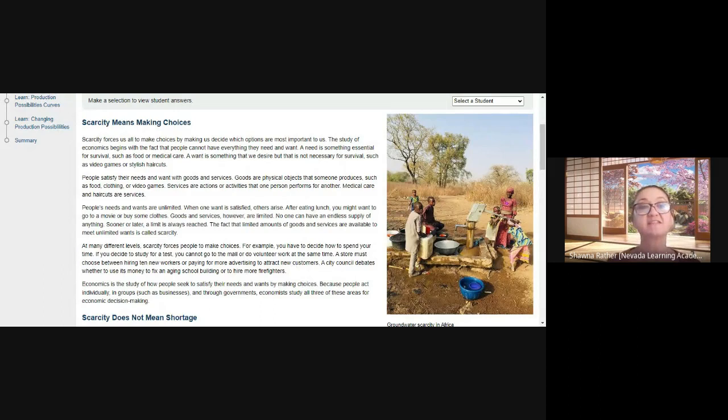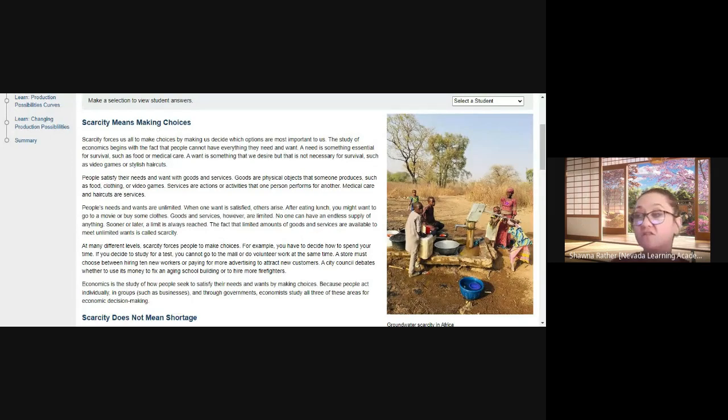A need is something essential for survival, like food, water, housing, health, medical care, healthcare, whatever you want to call it, right? A want is something that we desire, but it's not necessary for survival, like video games or stylish haircuts or the latest name brand purse, right? People satisfy their needs and wants with goods and services. Goods are physical objects that somebody produces, such as food, clothing, or video games. Services are actions or activity that one person performs for another, like medical care and haircuts.